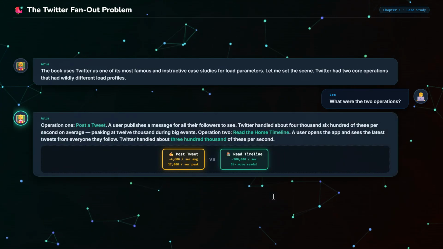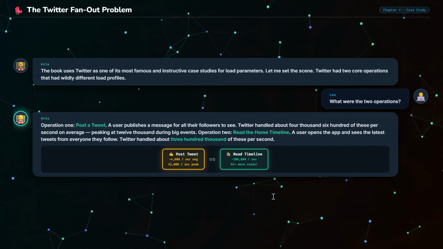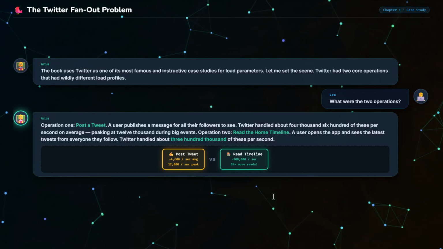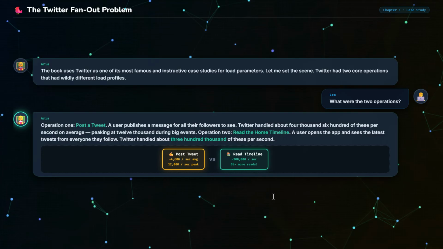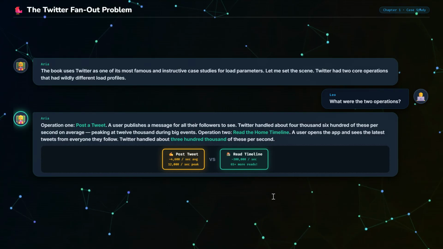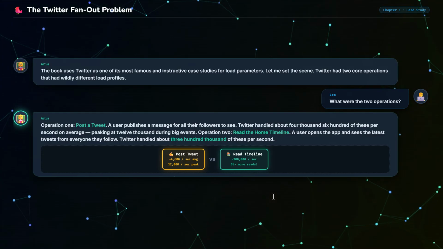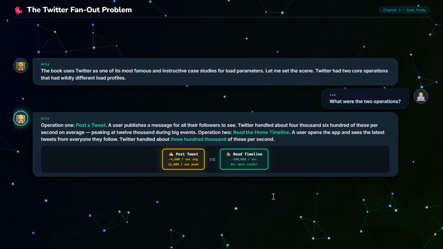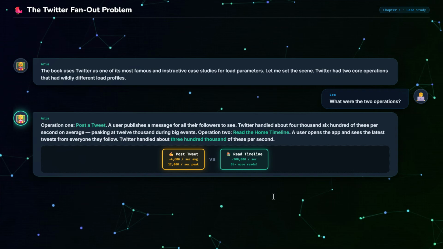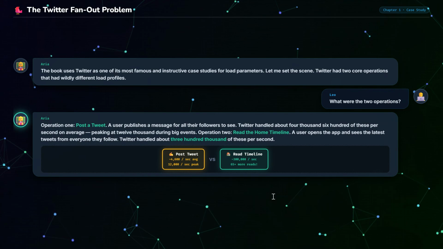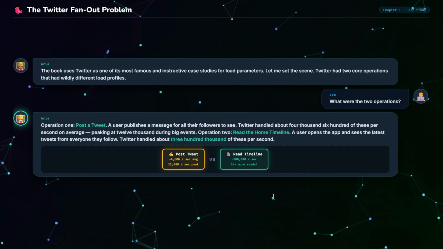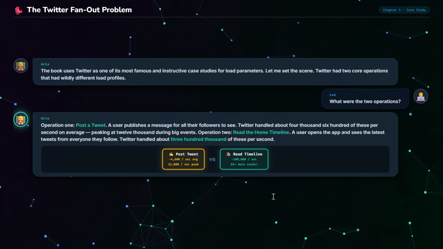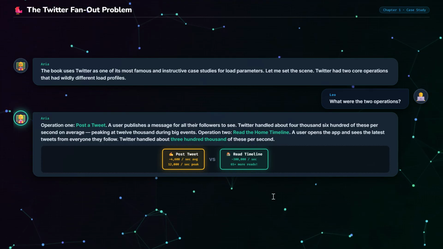Operation 1. Post a tweet. A user publishes a message and it should appear on the home timeline of every single person who follows them. Twitter was handling about 4,600 of these writes per second on average, peaking at 12,000 during major events like the World Cup. Operation 2. Read the home timeline. A user opens the app and needs to instantly see the most recent tweets from all the accounts they follow. Twitter was handling about 300,000 of these reads per second. Notice the enormous imbalance: 65 reads for every single write.